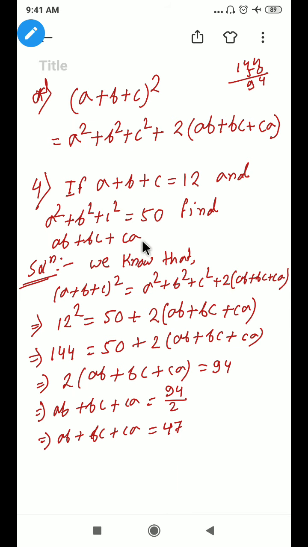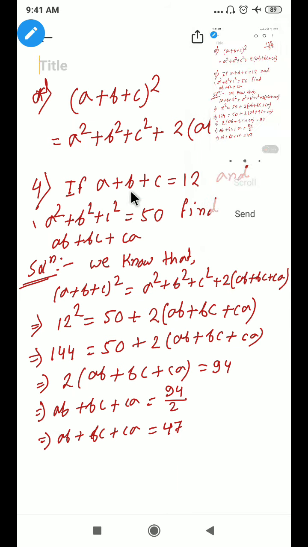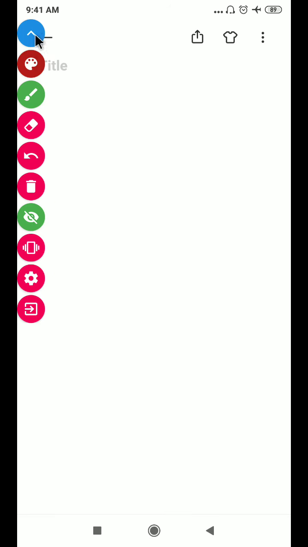Now go to the next problem like this. Question number 7. So question number 7 is given: a square plus b square plus c square is equal to 50, given, and AB plus BC plus CA is equal to 47, given. Now here you have to find out A plus B plus C.